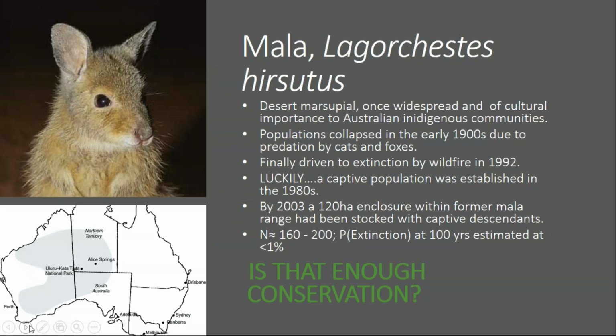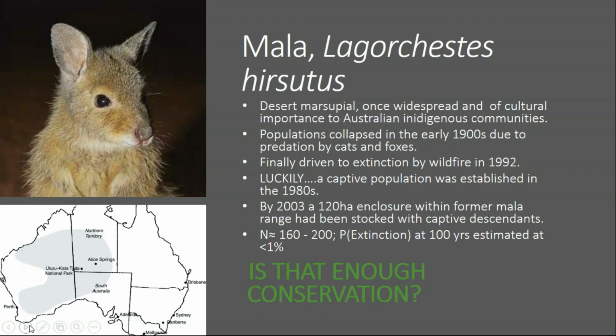So the Marla is a desert marsupial that was once widespread and of cultural importance to Australian Indigenous communities. The population collapsed in the 1900s. It was driven to extinction in 1992. But by 2003, there was really quite a large enclosure within its former range, which had a reasonable number of animals in it, around 200, and the likelihood of extinction had gone down significantly. But still, is that enough conservation?